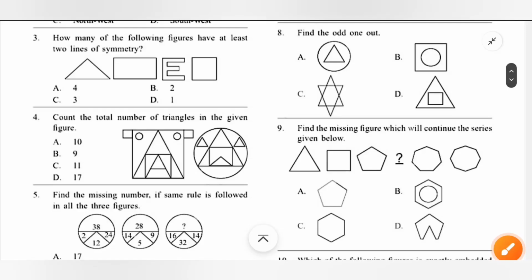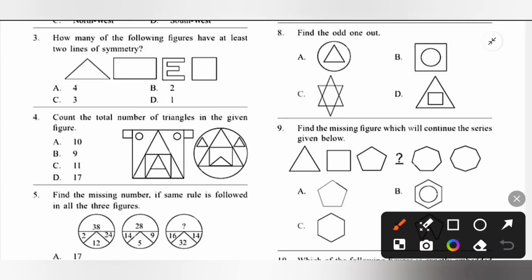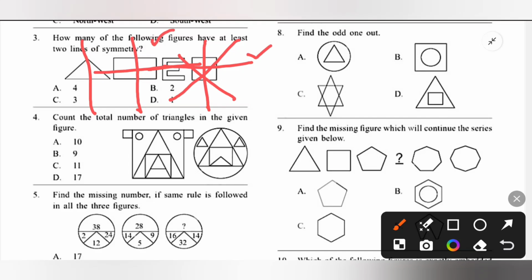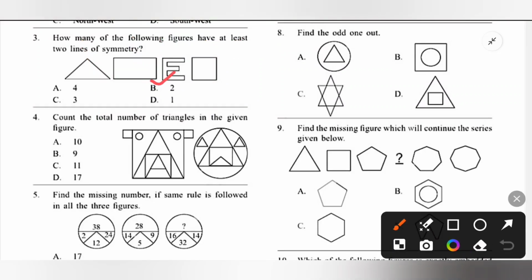Next, third one, how many of the following figures have at least 2 lines of symmetry? So we know a triangle has 1 line of symmetry, and a rectangle has 2 lines of symmetry, and the alphabet E has 1 line of symmetry, and a square has 4 lines of symmetry. Okay, so the rectangle and square have at least 2 lines of symmetry. So option B is the correct answer.